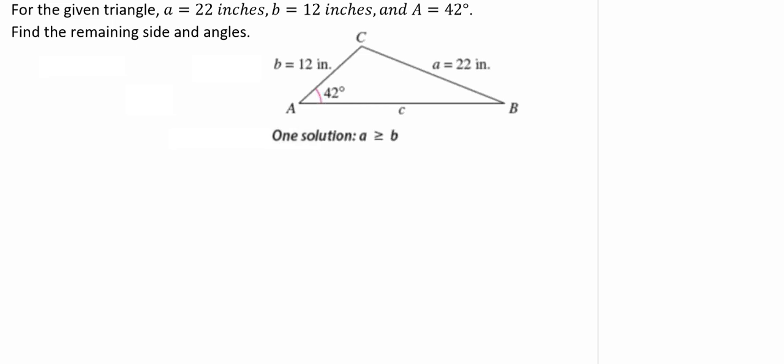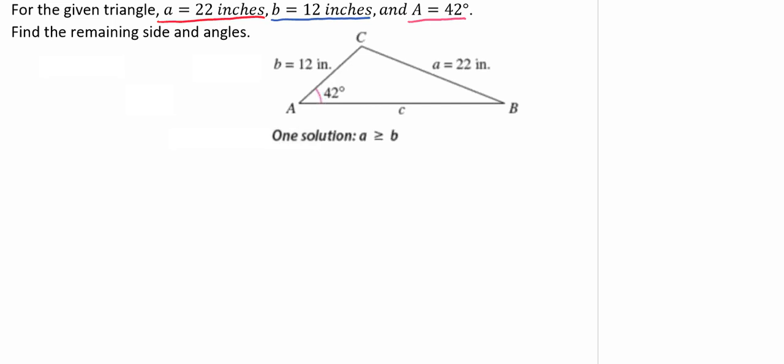In this video, we're going to be finding the remaining sides and angles of this oblique triangle. So remember that an oblique triangle is a triangle that is not a 90-degree triangle. So we've been given that side A is 22 inches, and side B is 12 inches, and angle A is 42 degrees.